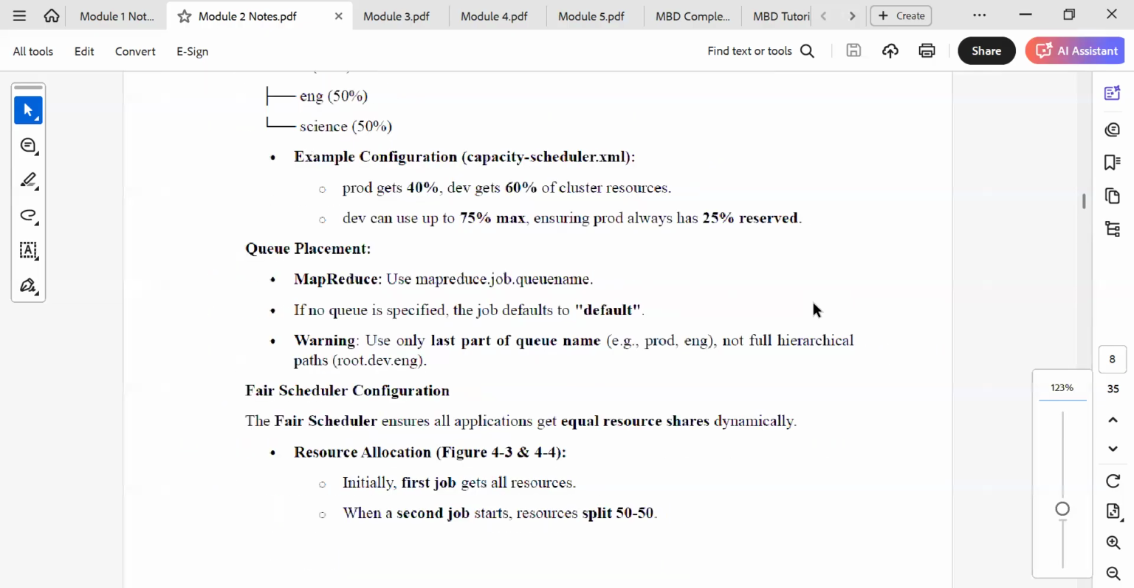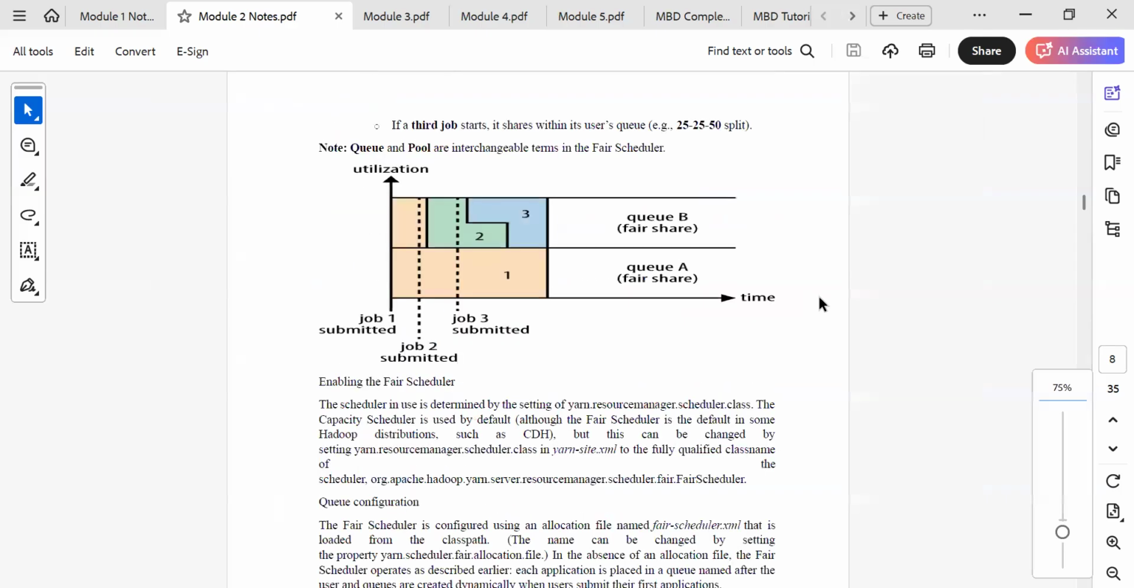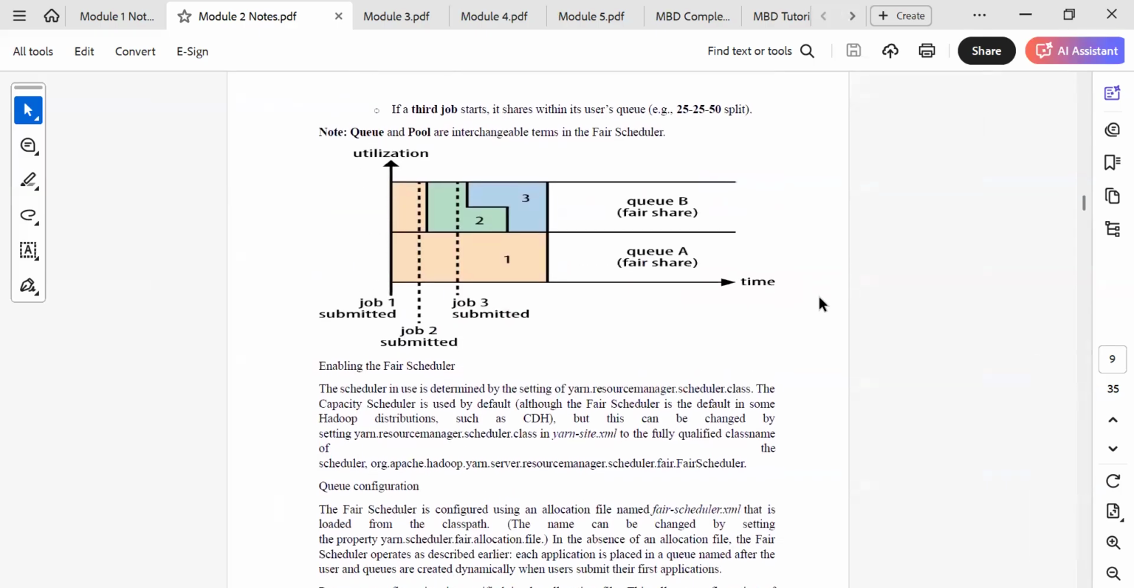That's the idea about this. Hope it is clear with you all. If a third job starts, it again shares the queue, like 25, 25, 50. Queue and pool are interchangeable terms in the fair scheduler. So again, the graph between time and utilization. Here, job one, job two, and job three are allocated.